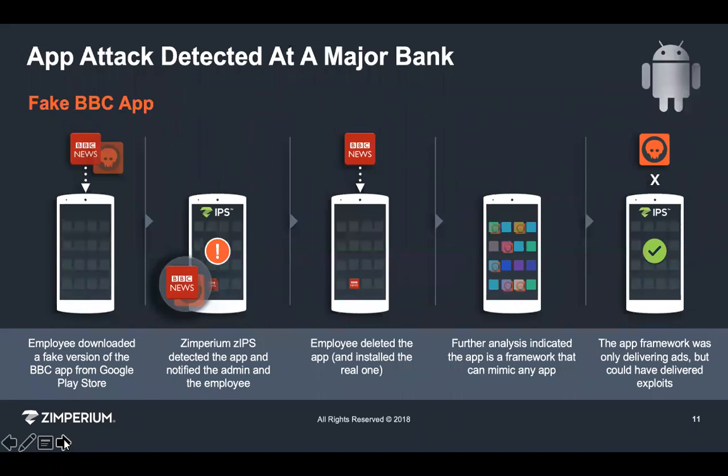The employee was told, hey, that's a fake app. And they're like, oh, really? All right, and they deleted it. When we actually went and looked at it, like most of these malicious apps, it's a framework that could easily be changed. It just so happened it was the BBC. It could have been anybody else. It could have been CNN, could have been whatever the case may be.